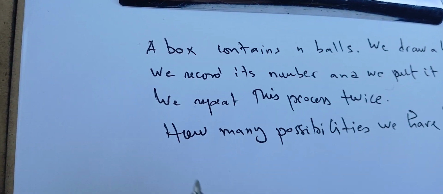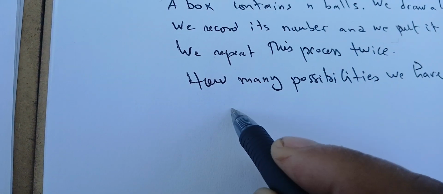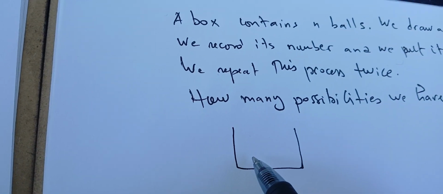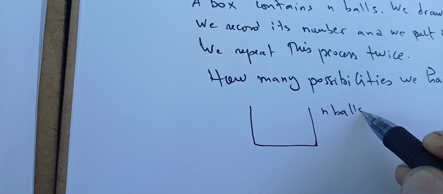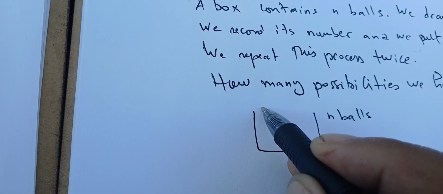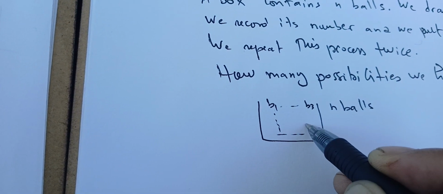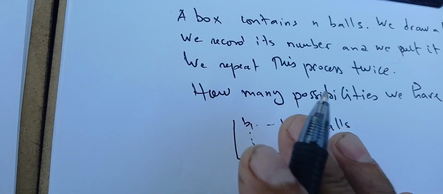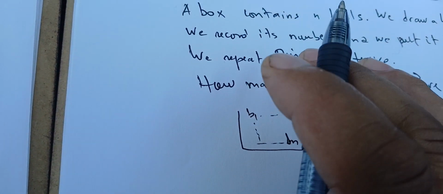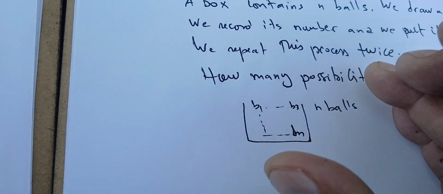Okay, in this problem, we're going to do a counting problem. So we have a box that contains n balls, numbered B1, B2, B3, B4 until Bn. Okay? So we're going to do the following experiment. We draw a ball, we record its number, and we put it back.